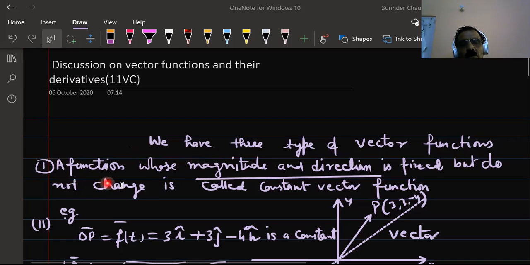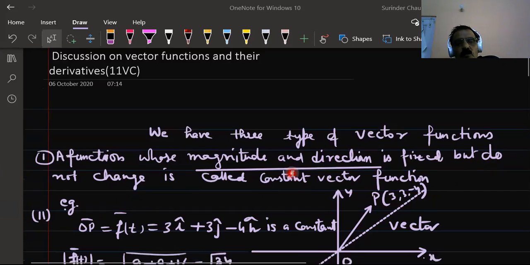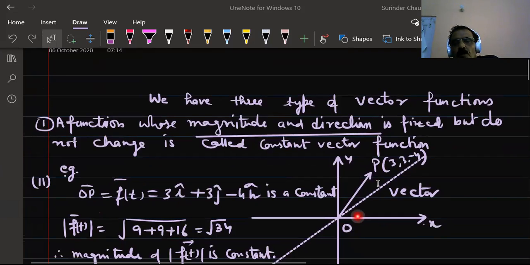First, a vector function whose magnitude and direction are fixed and do not change is called a constant vector function. For example, let P be a point in the Cartesian plane whose coordinates are 3, 3, and -4. So OP is the position vector of the point P in three-dimensional space.